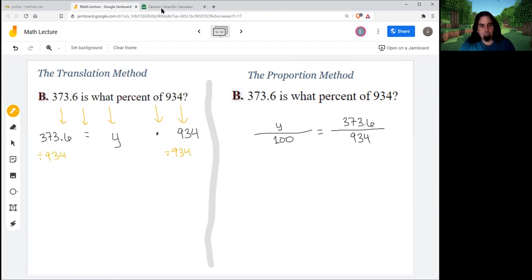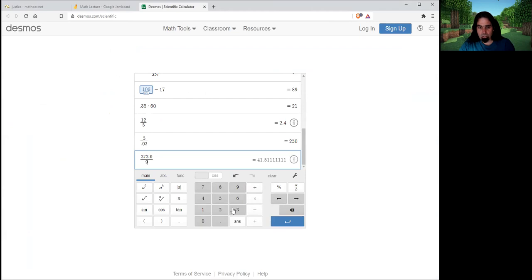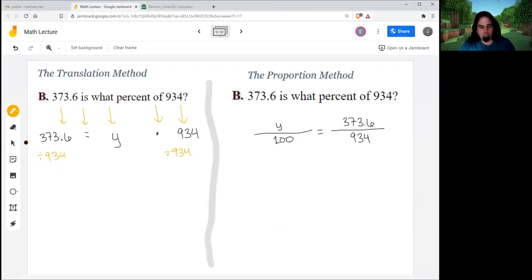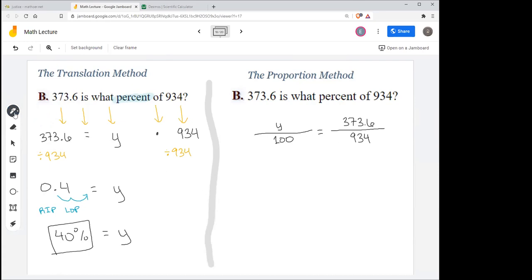So 373.6 divided by 934. If I didn't make a typo, it's 0.4. Then it asks for a percent, so you do rip lop and go right. Okay, yay, thank you. Proportion people, somebody else tell me what you do here.